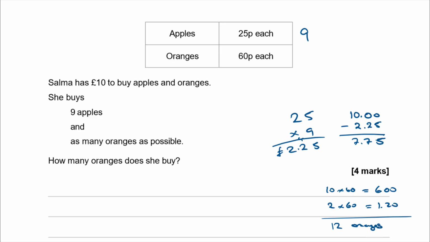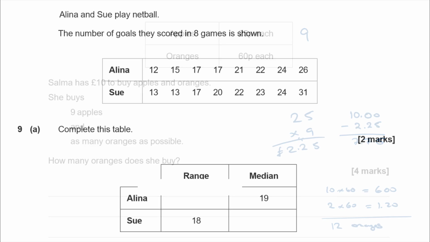Okay. Now I could have done a formal division here, but sometimes it's easier to use less formal methods on these sorts of questions. So if it's easier to just chunk it and work up like that, then that's what we do. So 12 oranges is what she can buy.